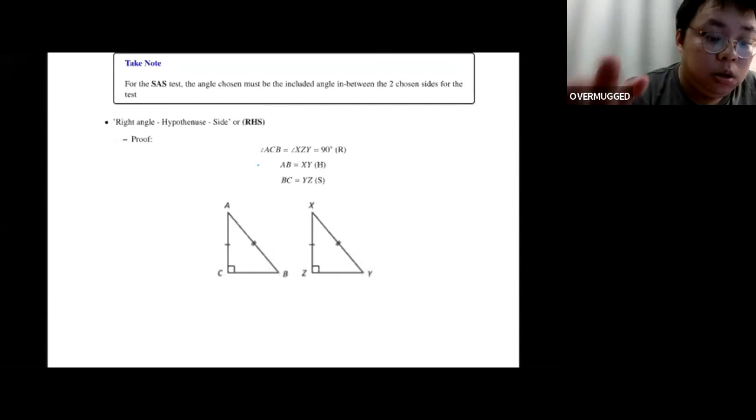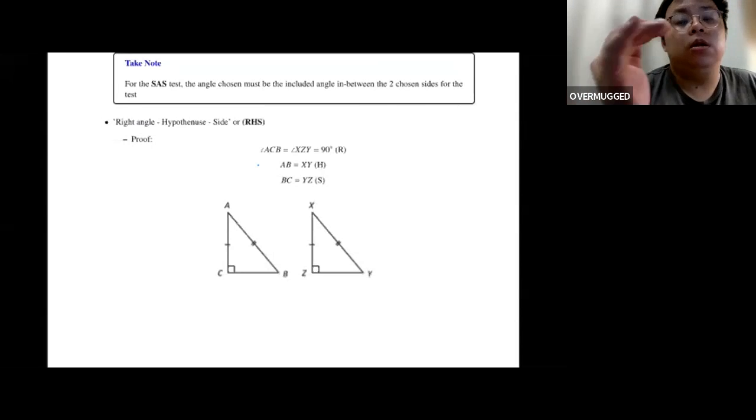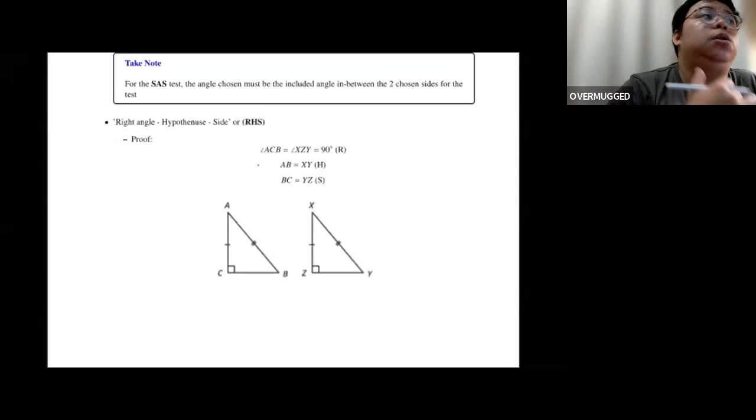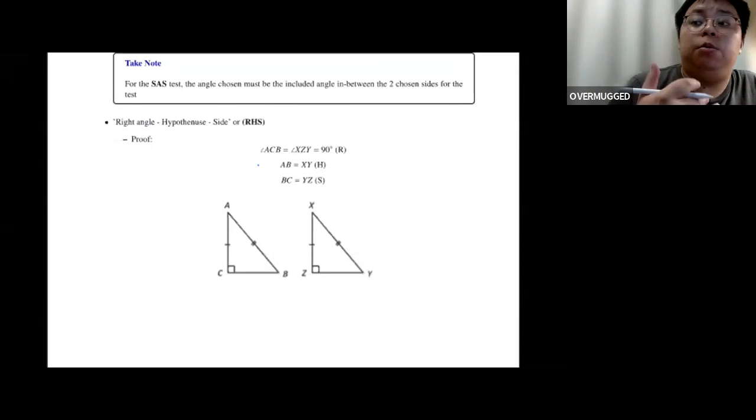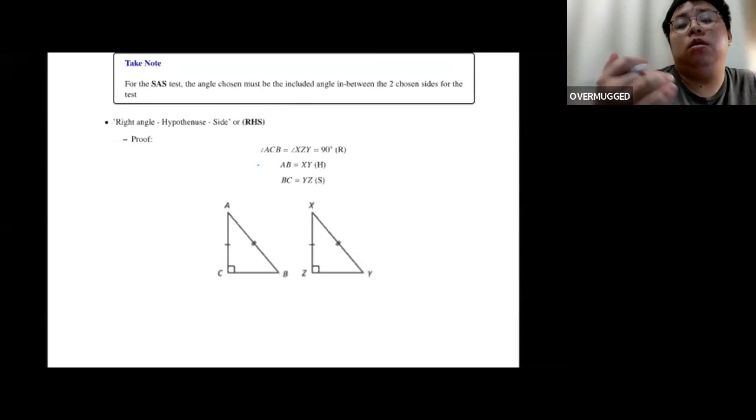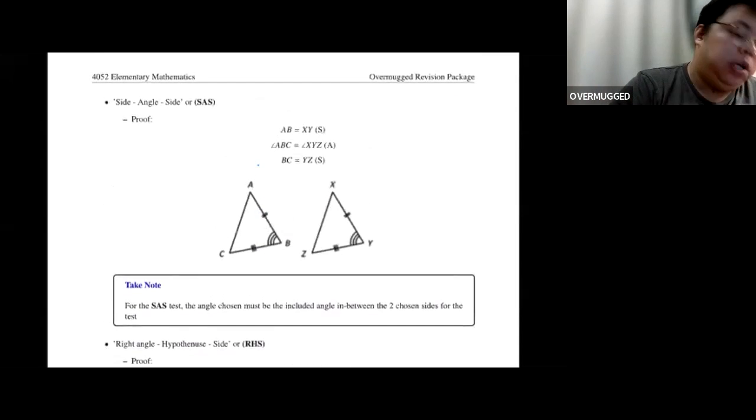Now, these tests are not provided. There's no formula list or anything. This is a memory work thing. So please go and memorize that you need to prove all of these different things right here. So I repeat again, triple S, SAS, ASA, RHS. These are the four.